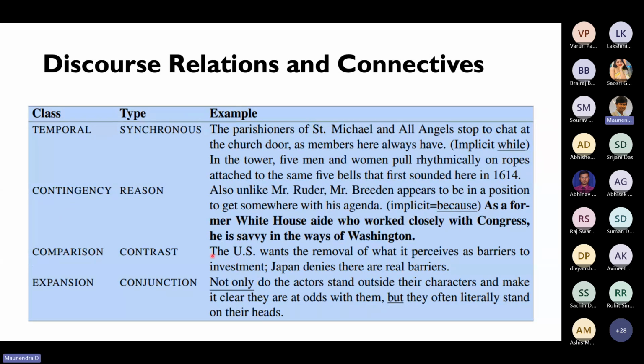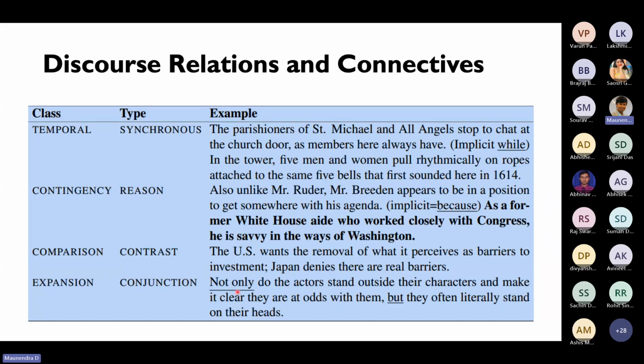Next, if you look at the next one, the US wants the removal of what it perceives as barriers to investment. Japan denies that there are real barriers. So we see that there is some contradiction, some contrast which is being shown in this example. But again, it is implicit. There is no specific word or phrase here which says that these are contrasting, but when you look at the meaning, it becomes clear to you. So this is contrast, and it actually comes under the comparison category.